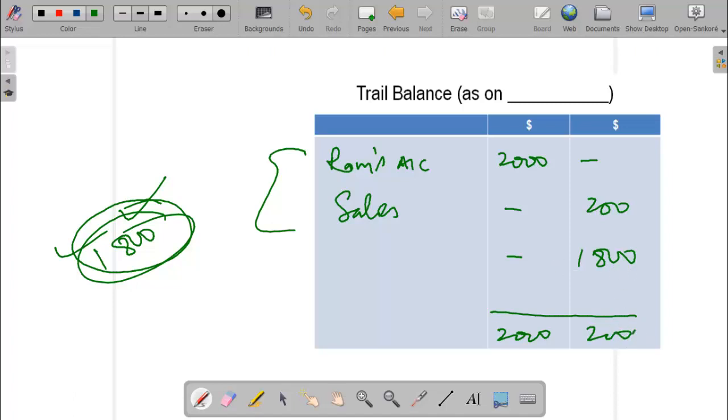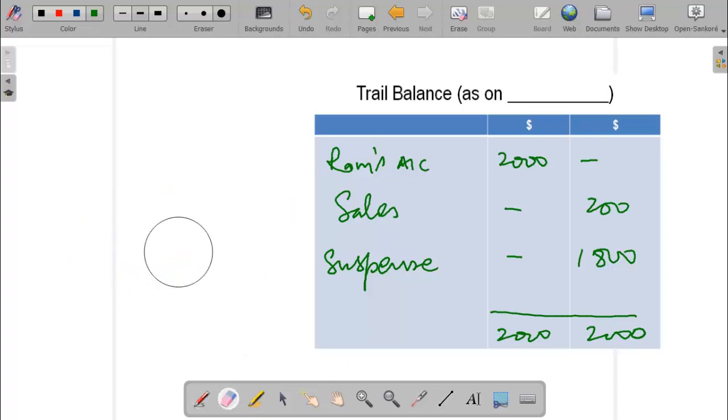Now see, the total is how much? 2000. Okay, now the total. And this 1800, I will write by which name? Suspense account. So, understood? Yes. So see, this we will do.